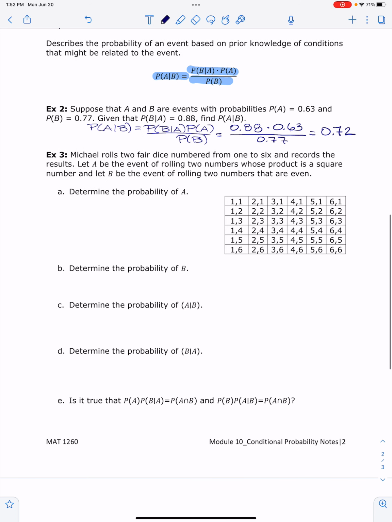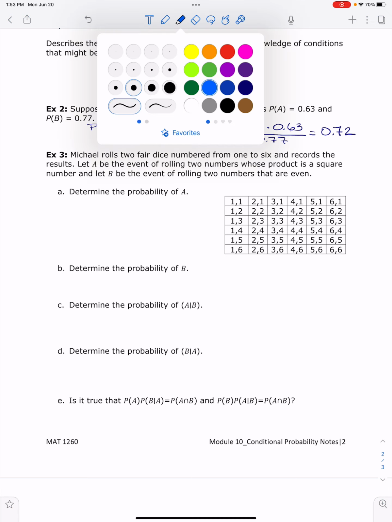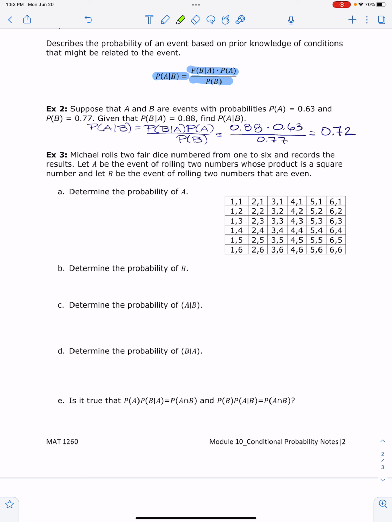Okay. So now we're going to do this with our example of rolling 2 dice. Michael rolls 2 fair dice, numbered from 1 to 6, and records the results. A is the event of rolling 2 numbers whose product is a square number. When we talk about a square number, we're talking about a number times itself, or a number that can be factored into something times itself.